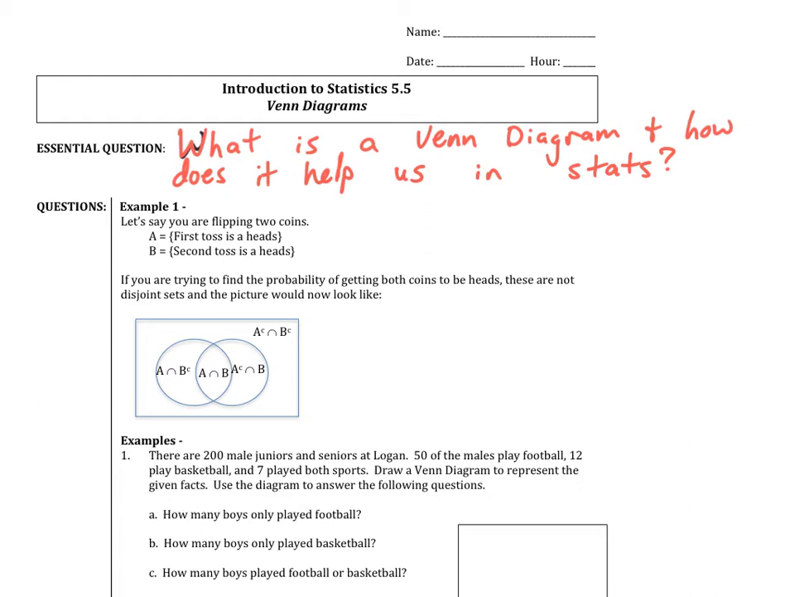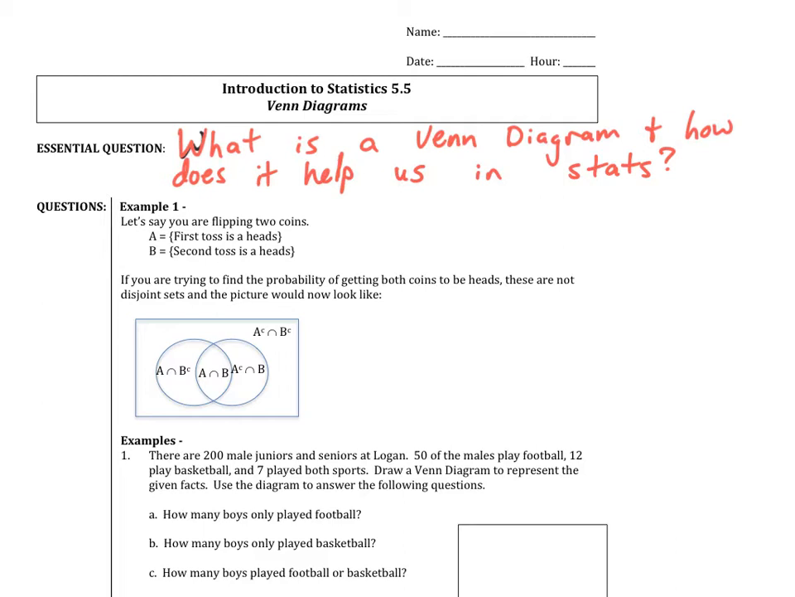Section 5.5, we get into a new term, which is Venn diagrams. Many of you probably have heard of Venn diagrams before. What we're going to cover is what is a Venn diagram and how does it help us in stats. So how can we use this in what we've been covering so far with our probability.